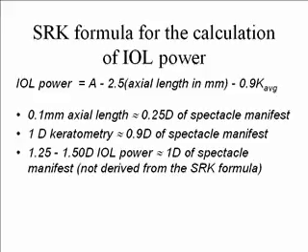a millimeter in axial length is going to be about a quarter diopter of the spectacle manifest. Or you'll hear people say things like 1 millimeter in axial length is about 3 diopters in error. The thing is that this is, of course, highly dependent on the particular patient's eye and the particular axial length. And these numbers are just generalizations.